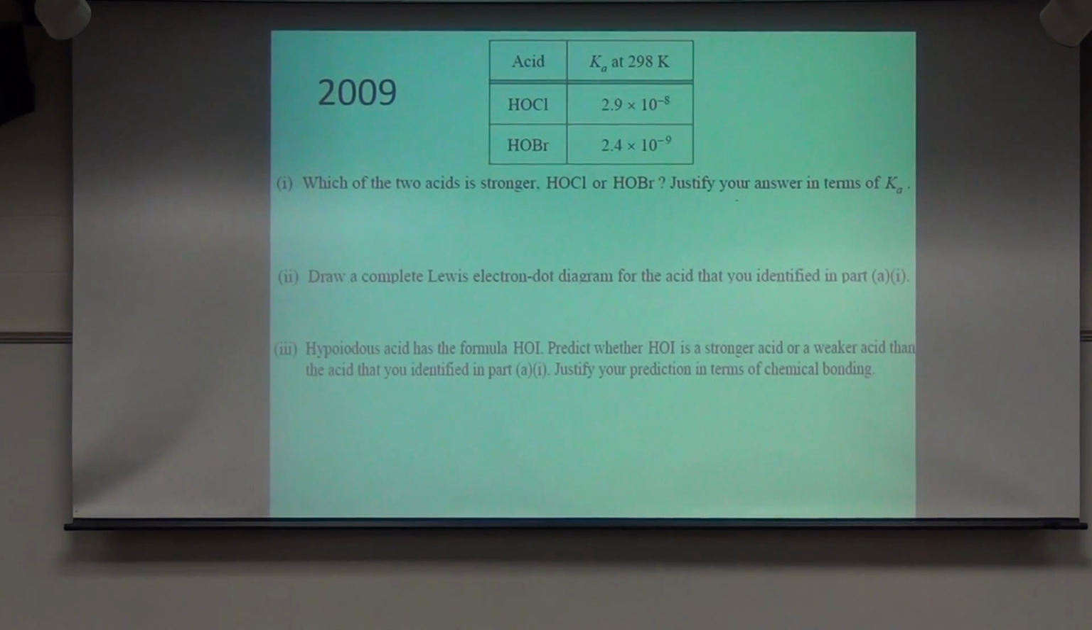Which of the two acids is stronger, HOCl or HOBr? Justify your answers in terms of Ka. We've been learning that the larger the K, the more it moves to the right. So hopefully we would agree then that HOCl is the stronger acid because the K value is greater. And it says justify your answer in terms of Ka. So you have to make sure you do that.